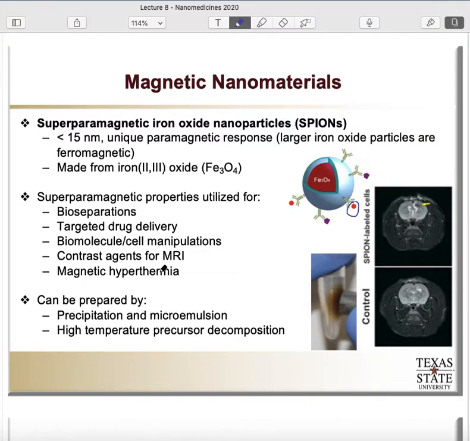And for hyperthermia, basically what we're looking for is the temperature going from 37 degrees, which is normal physiological fluids, to now being something in the range of 43 or higher temperature, which can basically cause damage to the cells. These magnetic nanoparticles can be synthesized by precipitation or microemulsion processes, or they can also be synthesized by high temperature precursor decomposition processes.